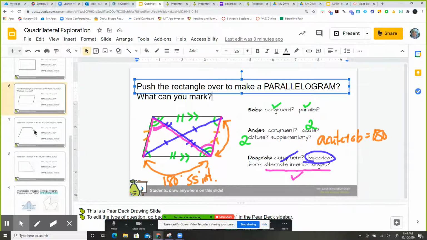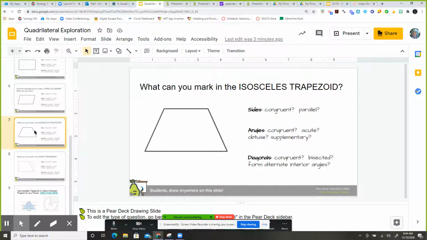I want you to try the trapezoids tonight. Okay, so build an isosceles trapezoid. Decide what angles and what sides are congruent, which ones are supplementary, if anything, and then how are the diagonals related, and do you have those alternate interior angles? So remember, for an isosceles trapezoid, you've got one pair of congruent sides. That's why it's isosceles.